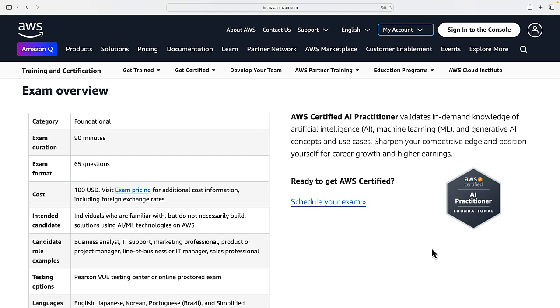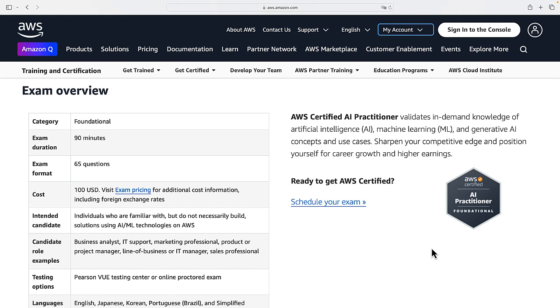Now, the intended candidate is individuals who are familiar with but don't necessarily build solutions using AI ML technologies on AWS. So what you can take away from that is this is more of a theoretical exam. It's not about building, it's not about deploying. I would recommend that you have some experience practicing so that you do understand how to, at least at a high level, build some basic solutions using some of the AWS AI and ML services. That's going to set you up for the exam better. But this exam is not really about implementation and building.